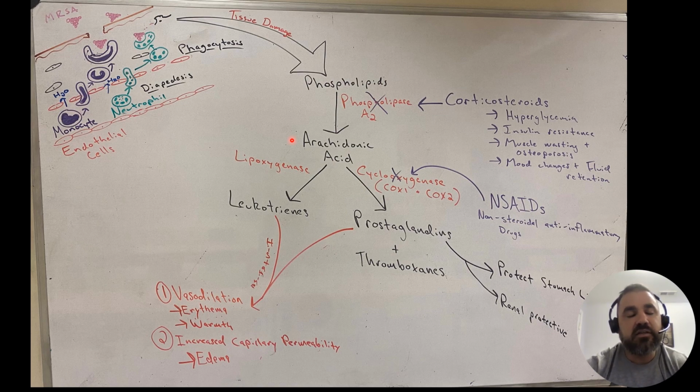Arachidonic acid is then converted into substances called leukotrienes by an enzyme called lipoxygenase, and into other substances, prostaglandins and thromboxanes, by an enzyme called cyclooxygenase. There's two types, COX-1 and COX-2. So what happens now? Well, leukotrienes and prostaglandins, along with histamine, which is released from mast cells, lead to vascular changes. So vasodilation, increasing blood flow to the area, and then increased capillary permeability, which allows things to move out of the capillaries.